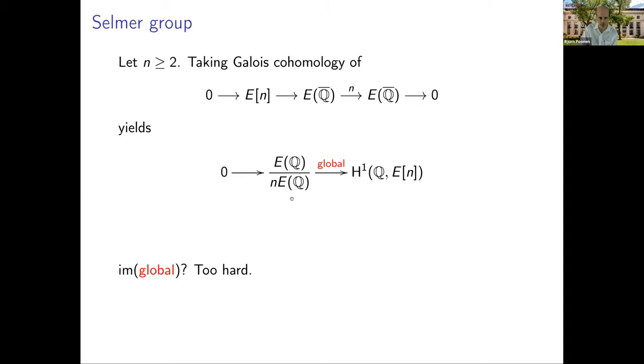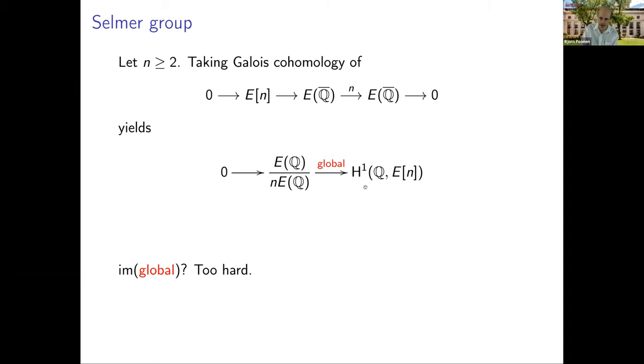And remember, we're trying to prove that this group is finite, we're trying to bound it in order to bound the rank. So wouldn't it be nice if this were just some finite group, and then you could figure out its size, and that would give you a bound on the rank. But unfortunately, this group is always infinite, so it's not very helpful by itself.